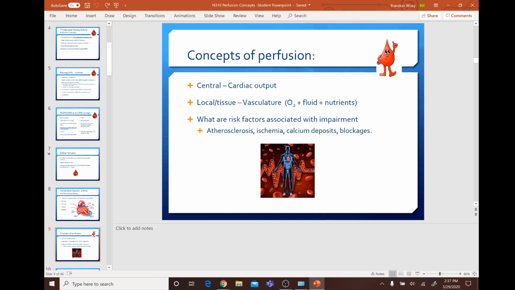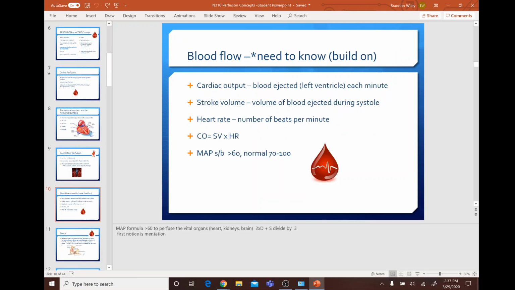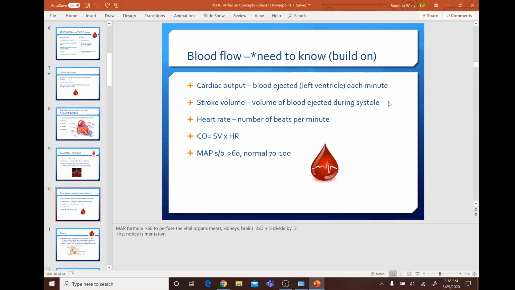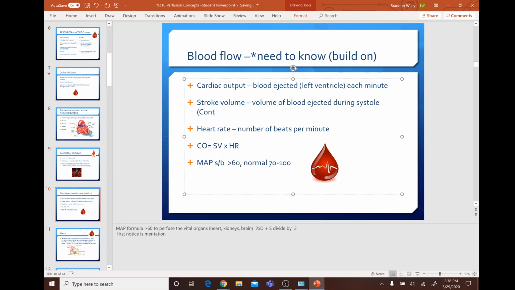So, there are some risk factors associated with impairment of perfusion. Could you give me some examples? Things like atherosclerosis, ischemia, calcium deposits, and blockage. So, what do you think cardiac output means? It's the blood ejected from the left ventricle each minute. Then we also have stroke volume. That's the volume of blood ejected during systole. And do you remember what systole is? It is that contraction, remember?